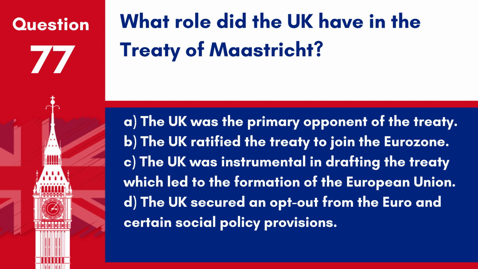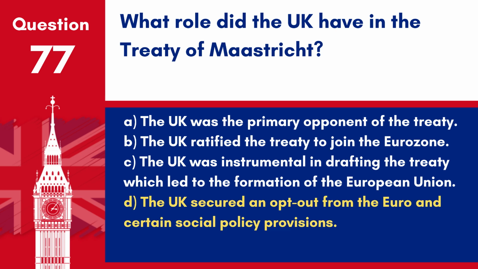Question 77. What role did the UK have in the Treaty of Maastricht? A. The UK was the primary opponent of the treaty. B. The UK ratified the treaty to join the Eurozone. C. The UK was instrumental in drafting the treaty, which led to the formation of the European Union. D. The UK secured an opt-out from the Euro and certain social policy provisions.